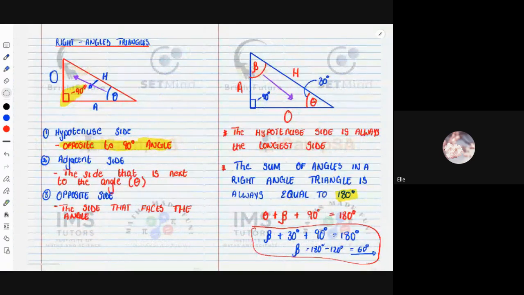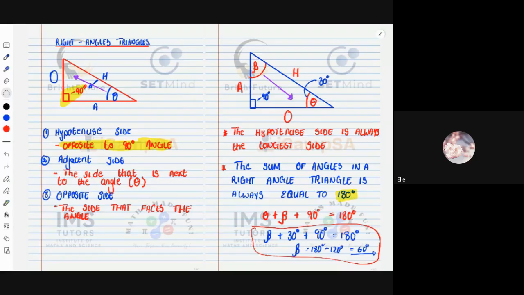So we introduced the right angle triangle, and the three sides of the right angle triangle, which are the hypotenuse side, the adjacent side, and the opposite side. We introduced their identities. The hypotenuse side is the side that is always facing the 90 degrees angle. And then we introduced a certain angle within the triangle, which is mostly angle theta. And then we have the adjacent side, which is the side that's next to the angle.